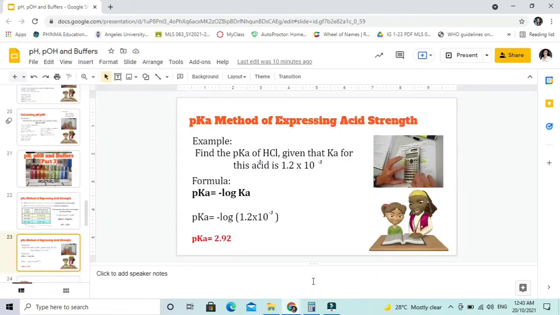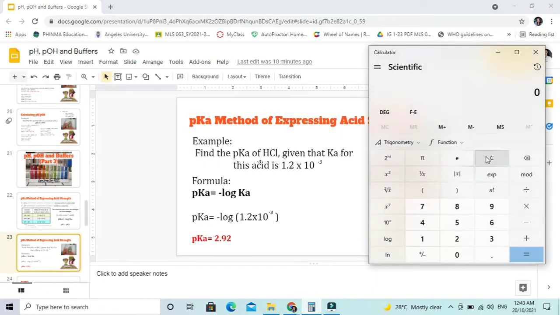Let me try it on my calculator so you can see what I'm doing. Given 1.2 times 10 raised to negative 3, you will have 0.0012. Click the log and you will come up with negative 2.92. Since this is a negative logarithm, just negate the logarithm. You will now have a positive answer of 2.92. This is the final answer.